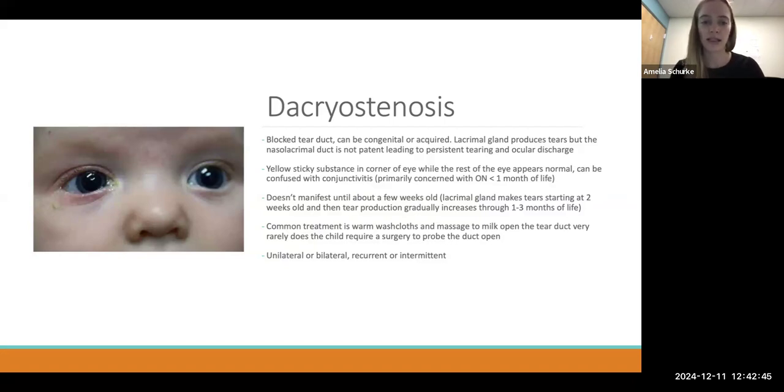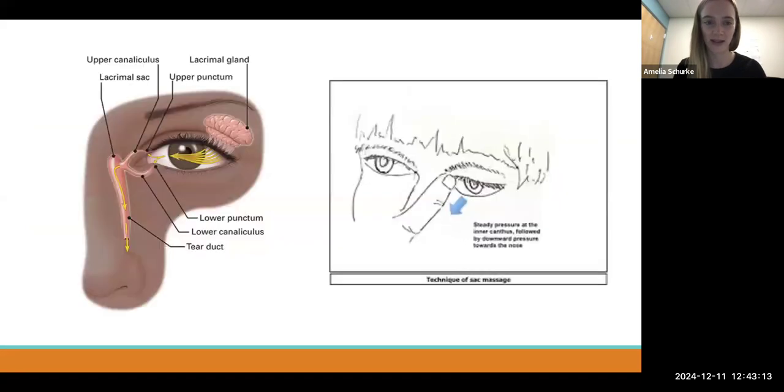So common treatment for dacryostenosis, warm washcloths applied to the eye, and then you can do massage to open the tear duct. And then very rarely does the child require surgery to probe the duct open. This disease can be unilateral or bilateral and recurrent or intermittent, so not very helpful distinguishing clinical manifestations for history taking. This is a good picture of the anatomy of the lacrimal gland, producing tears, and then coming down into the eyes, sweeping across the conjunctiva and the cornea, and then outflowing through the lacrimal duct. This other picture is kind of blurry, but it talks about technique of the lacrimal massage, which suggests that you apply steady pressure at the inner canthus and then downward traction towards the nose to open up the nasolacrimal duct.